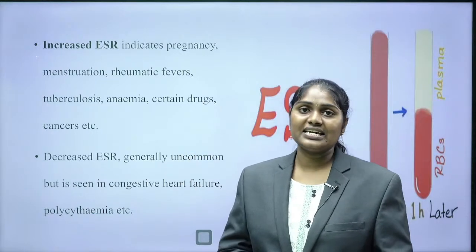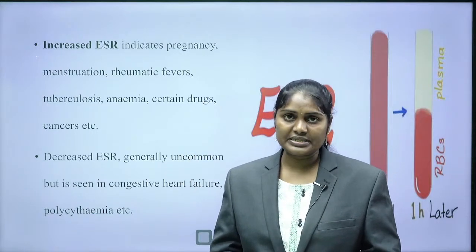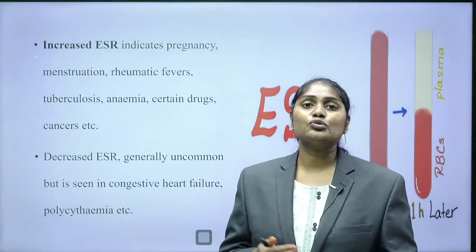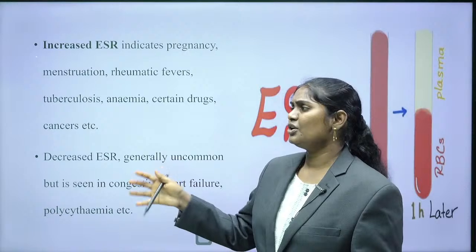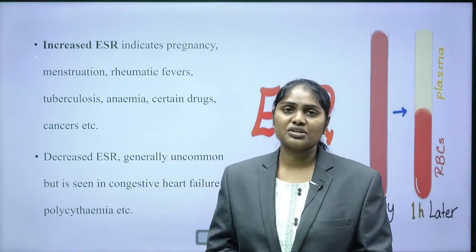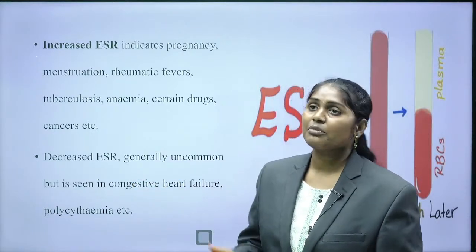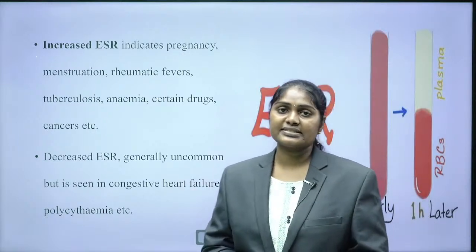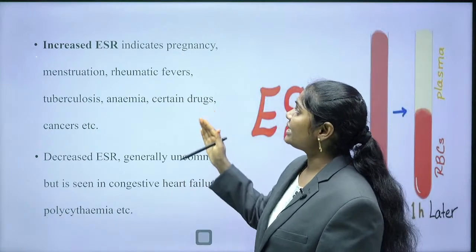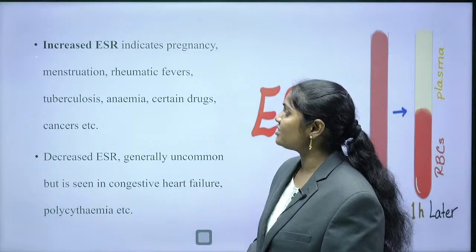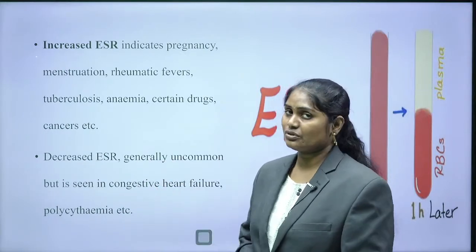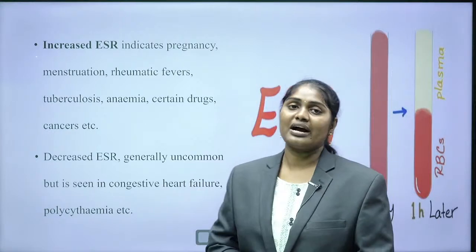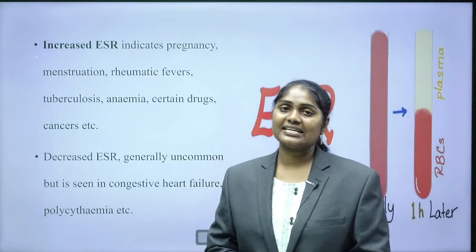And then we have seen ESR, erythrocyte sedimentation rate. In that we have two tests. What are those? Westergren's test and Winthrop's method. You can memorize those simple values, because increased or decreased numbers can be seen. Increased ESR can be seen in pregnancy, menstruation, rheumatic fever, and decreased ESR can be seen in congestive heart failure and polycythemia.